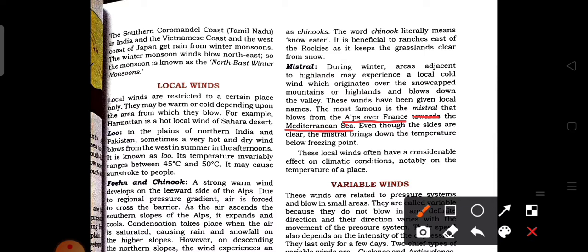It originates in the Alps at the higher altitude and flows towards the Mediterranean Sea. Even though the skies are clear, the Mistral brings down the temperature below freezing point. This local wind often has a considerable effect on the climatic condition, notably on the temperature of a place. As it makes the temperature low, it affects the climatic condition of any area.